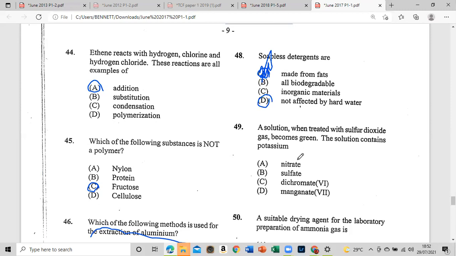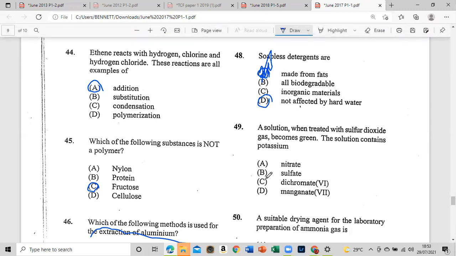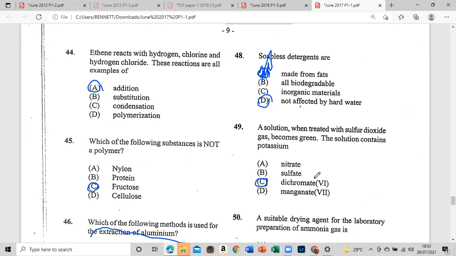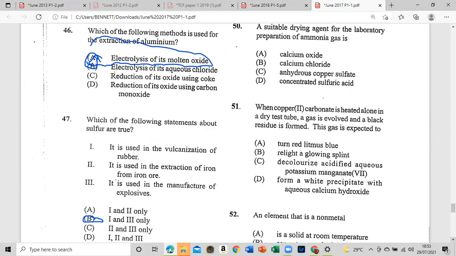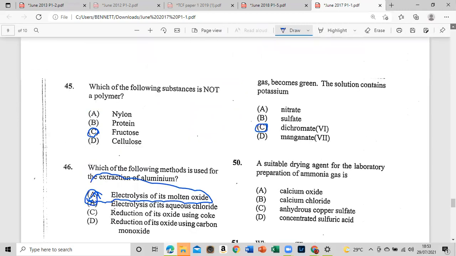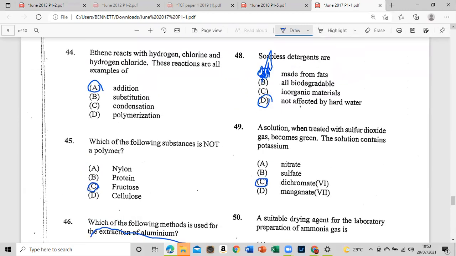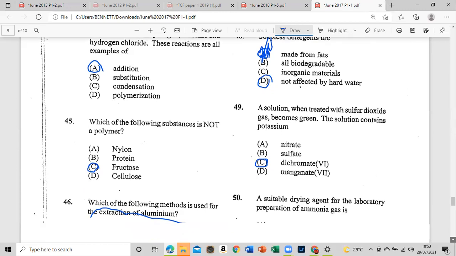And 49 is C. So sorry about that, guys. But again, if I made a mistake in any of the previous ones, let's check 46. 46 is A. Yeah, that's right. I think I did not do 47. 47 is B. 48 is D. It's not correct, guys. 49 is C. Let's move on to 50.